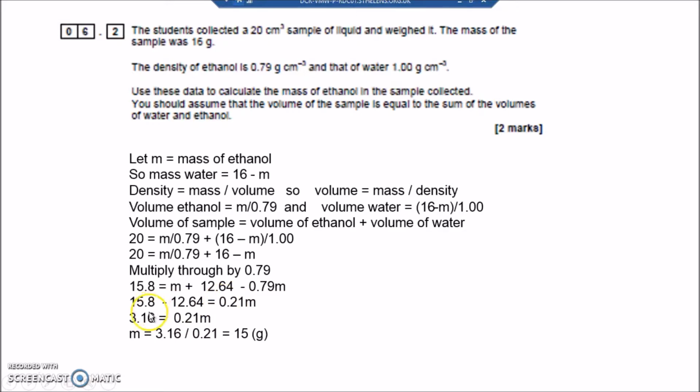I can solve M now. These two numbers subtracted from each other are 3.16 equals 0.21M. Divide by 0.21 throughout. 3.16 divided by 0.21 equals 15 grams. So my mass of ethanol is 15 grams, and that's what I wanted to find out.